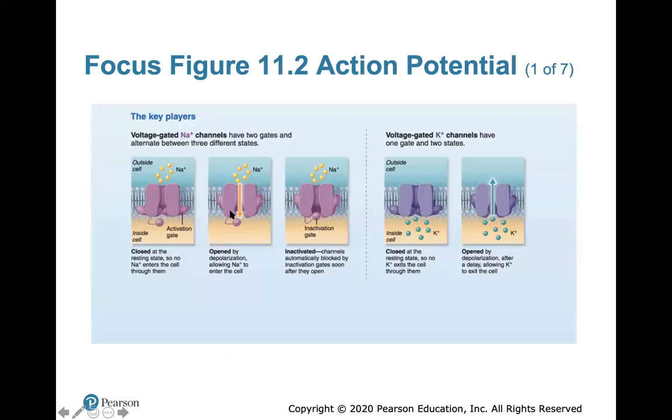When it's closed, when it's opened, sodium rushes in. It's inactivated again when it's blocked. The voltage-gated potassium channel has one gate and two states, either closed or opened, and when it's opened, potassium rushes out.